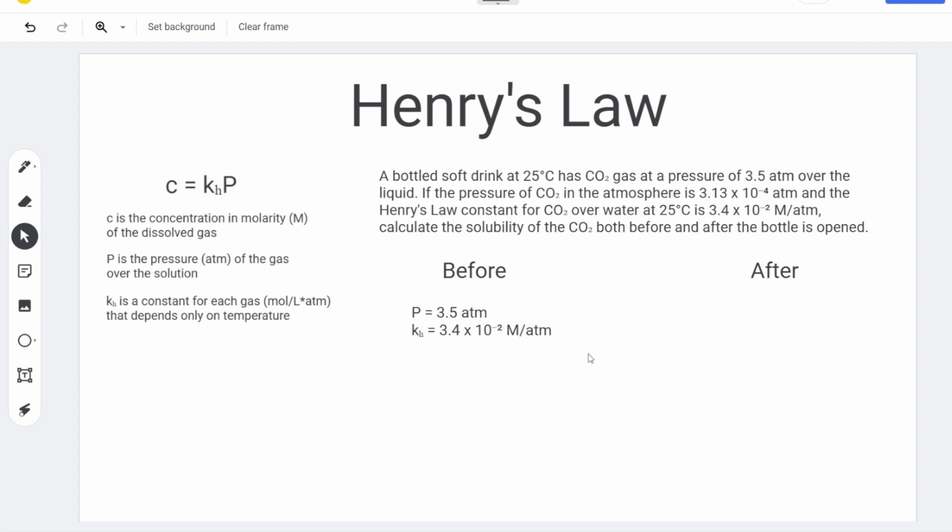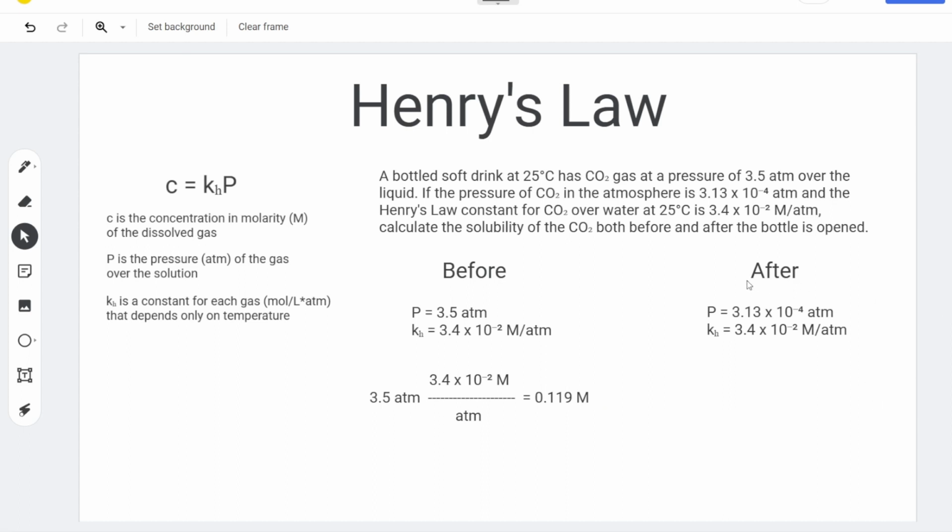Now we can use Henry's law and simply multiply these two values to solve for the concentration, or the solubility. Now that we've plugged in the values for P and KH into Henry's law, we can simply multiply these two together to solve for concentration, aka solubility. And we get 0.119 molarity.